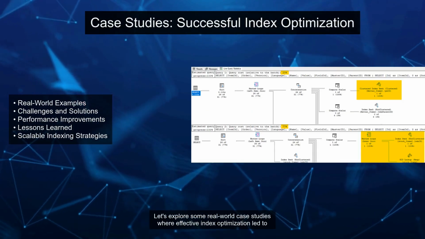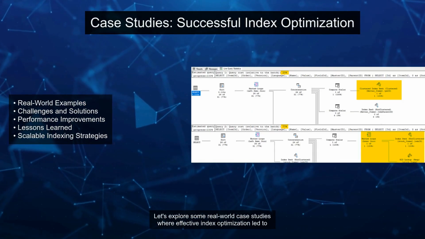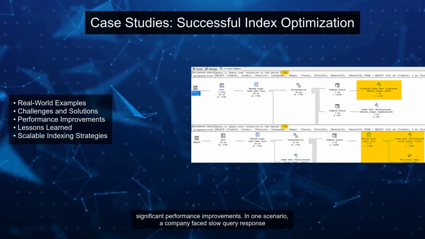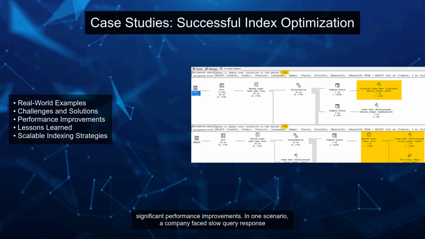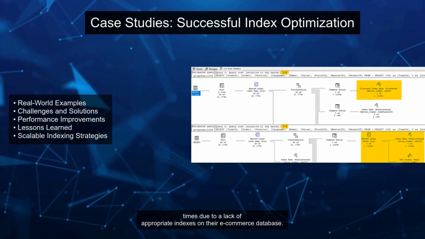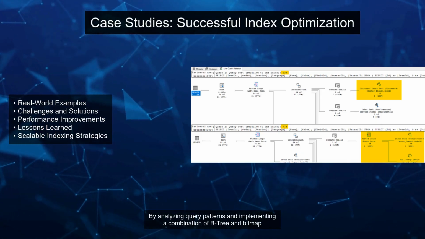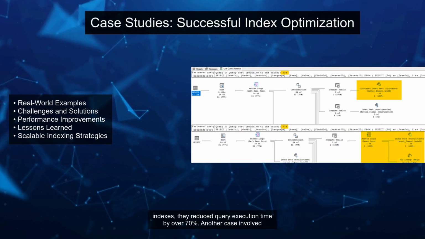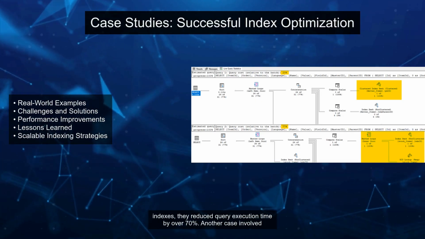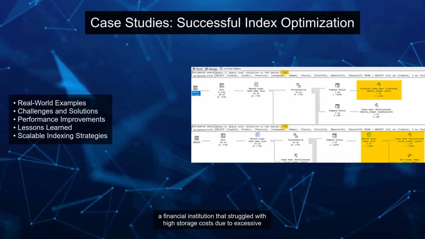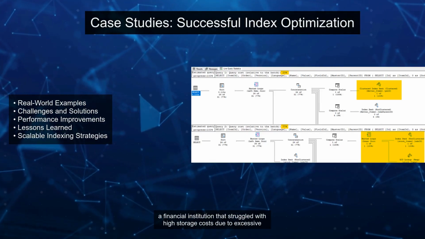Let's explore some real-world case studies where effective index optimization led to significant performance improvements. In one scenario, a company faced slow query response times due to a lack of appropriate indexes on their e-commerce database. By analyzing query patterns and implementing a combination of B-tree and Bitmap indexes, they reduced query execution time by over 70%.